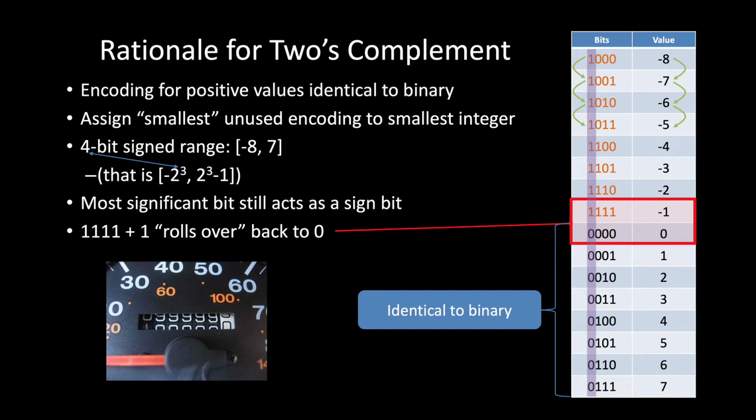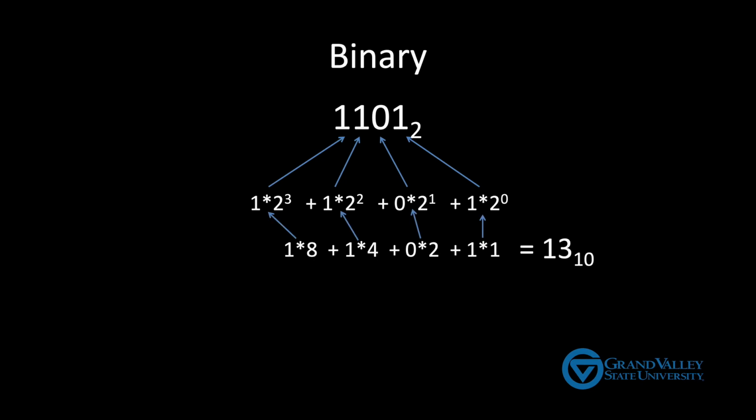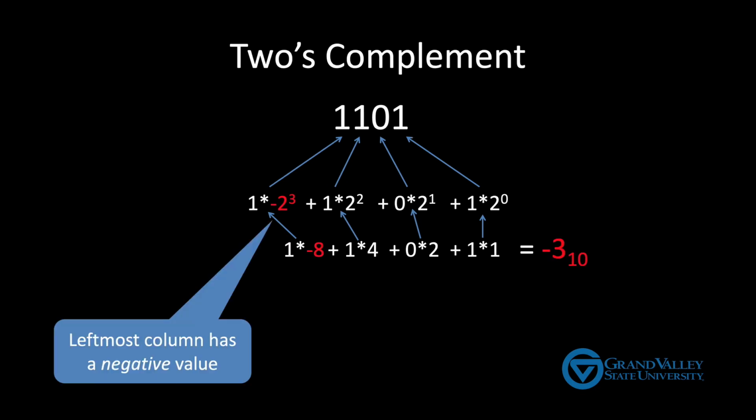So if you see a number in 2's complement form, how do you interpret it? How do you convert it to decimal? Well, first, remember how binary works. Each column is a power of 2. So when you have 1101 in binary, you have 1 times 2 to the 0 plus 0 times 2 to the 1 plus 1 times 2 squared plus 1 times 2 cubed, which is 13. 2's complement is similar. It just makes one change. The leftmost column has a negative value. So in this case, the place value of the leftmost column is -8 instead of +8.